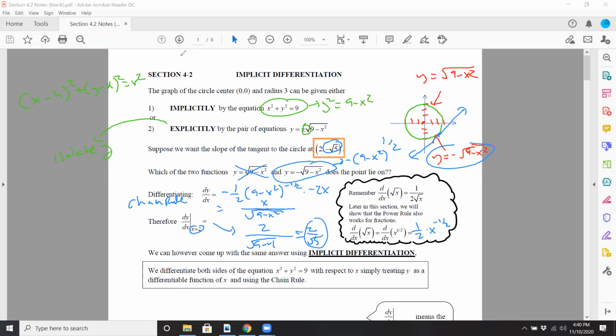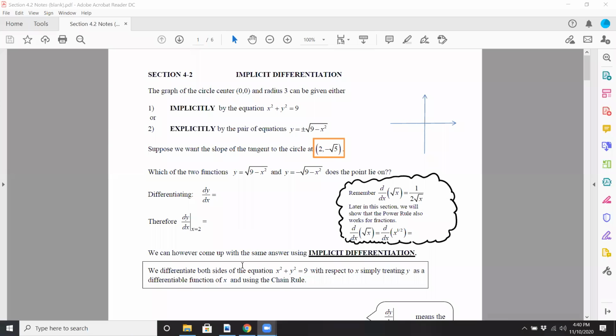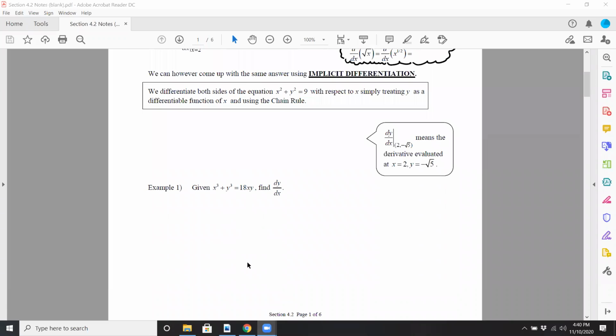But what about implicit differentiation? Here's what's going on with implicit differentiation. Let me clear my screen and scroll down. What if I took a derivative of both sides of the equation with respect to x and simply treated y as a differentiable function of x? So let's take a look at this. I'm going to do d/dx of (x squared plus y squared) equals d/dx of 9. So I'm basically applying the derivative operator to each side of the equation for the circle.